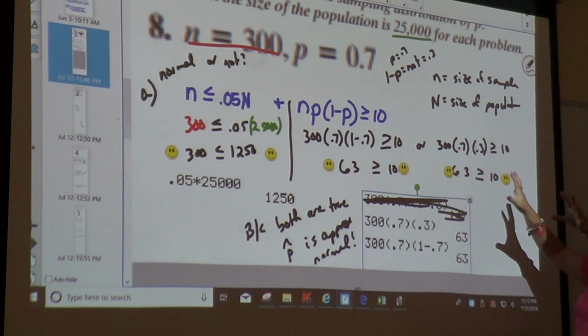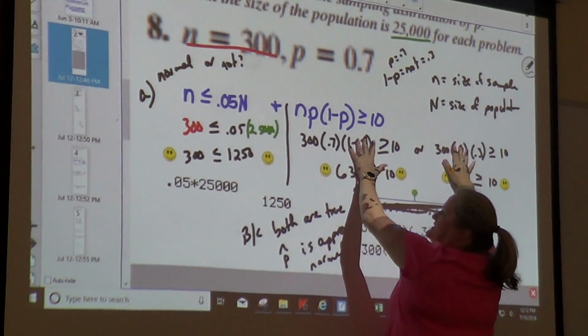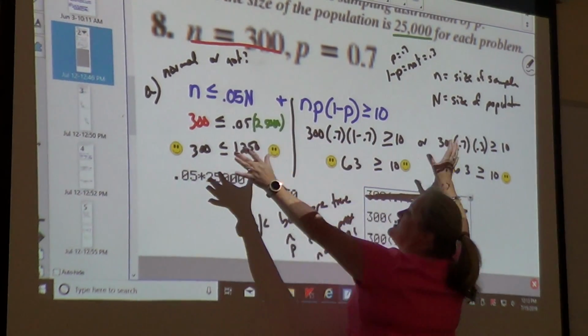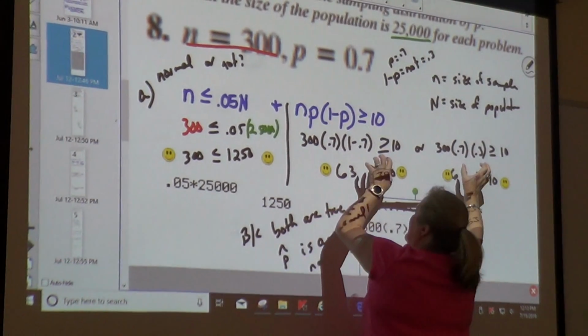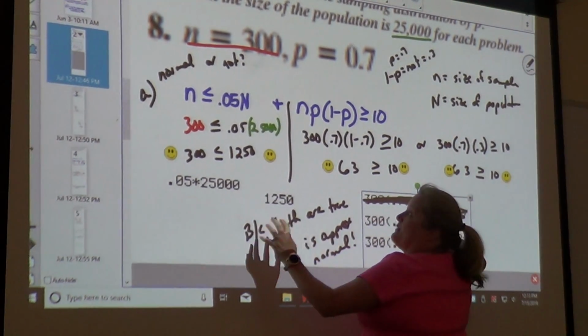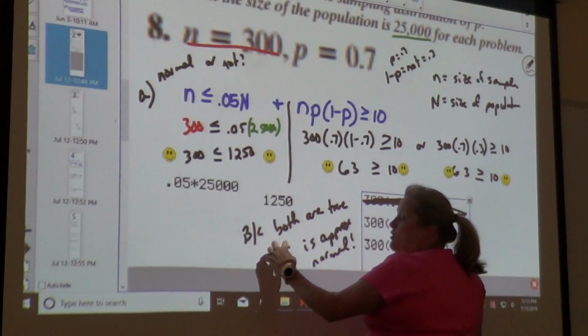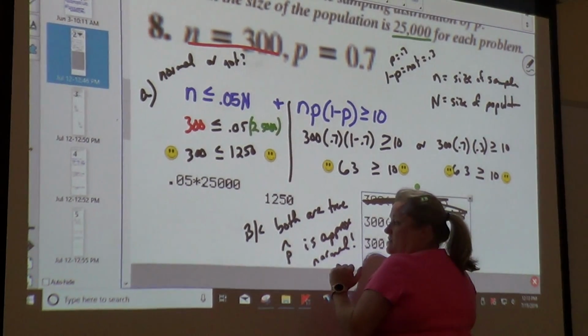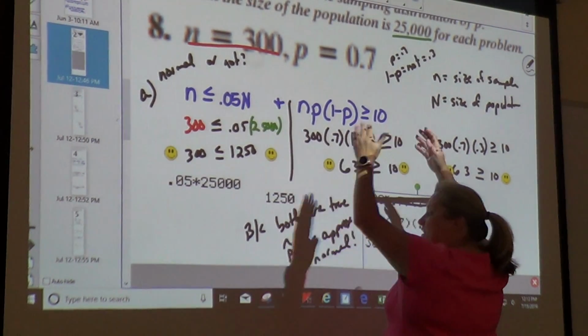Because both of these are true, and you didn't have to do it both ways, I just showed you that you could do it both ways. I just want to know that this answer is true and that one of these answers is true. And because both of those are true, then we know that the sample proportion is going to be approximately normal.